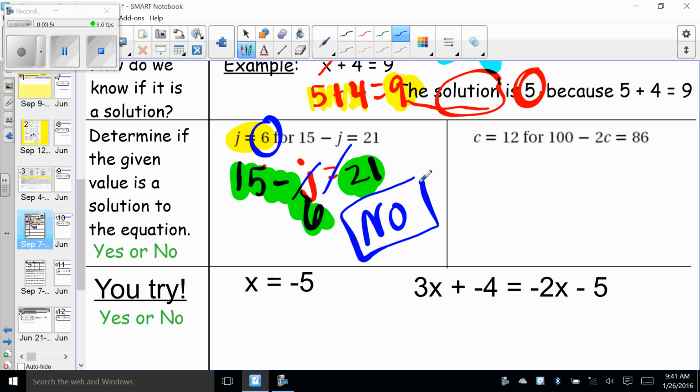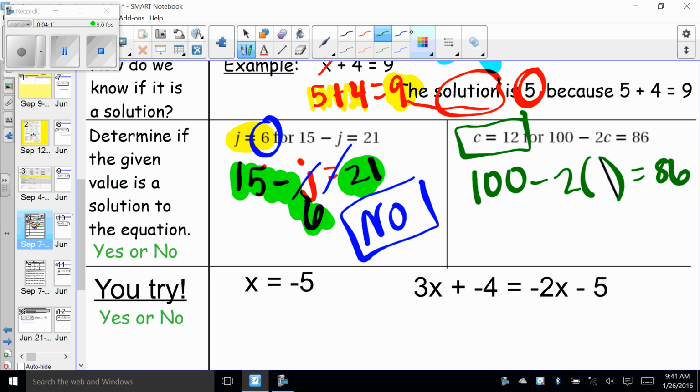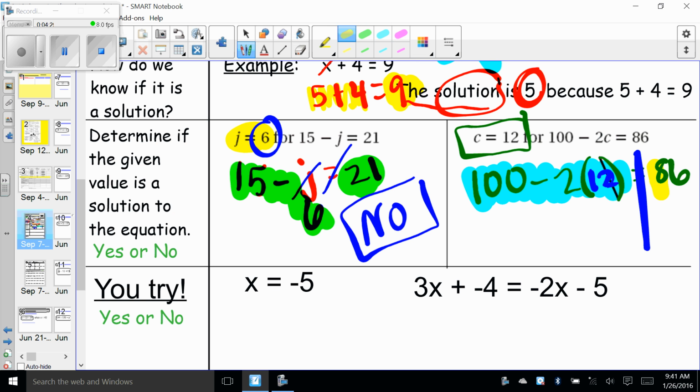Now if that was too fast, you should pause the video and watch it again. But we're just substituting the 6 in the j spot and just checking to see if the left side of the equation is equal to the right side of the equation. All right, this next one, the substitution is C's coming out of the game and 12's going in. So we have 100 minus 2 times C equals 86. So I'm going to take the C out and I'm going to put the 12 in. And I'm just checking to see, is it true that the left side of the equation is equal to the right side of the equation?